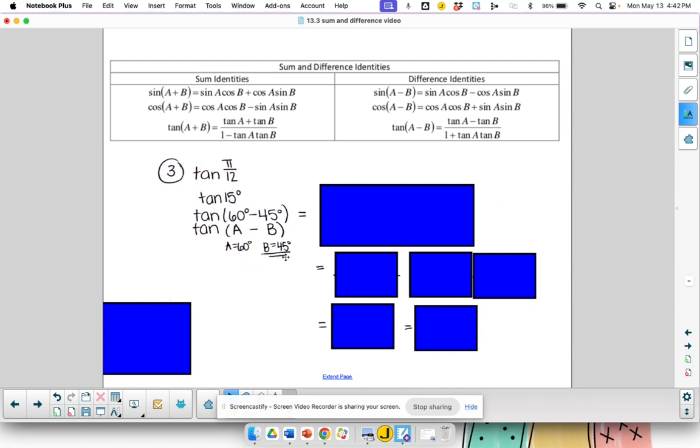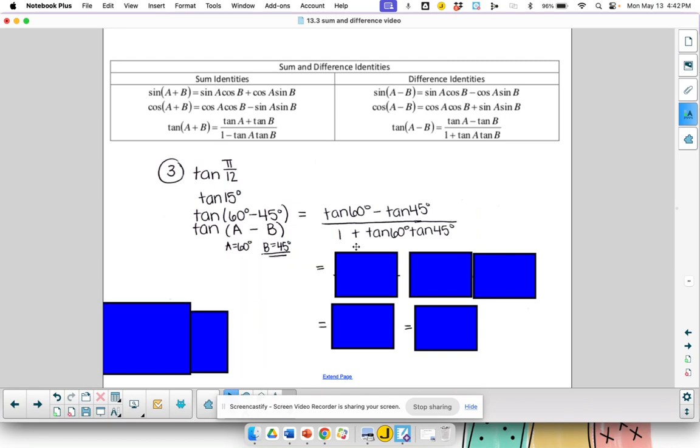60 is in quadrant 1, 45 is in quadrant 1. So I'm going to, again, use that tangent difference identity. Everywhere there was an A, I put a 60. Everywhere there was a B, I put a 45. Tangent of 60 is root 3. Tangent of 45 is 1. So I'm putting those values into the formula.